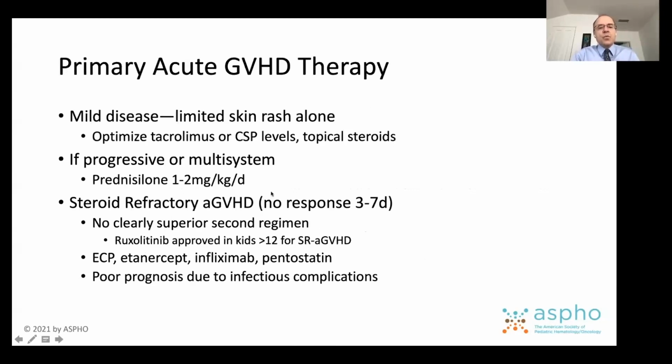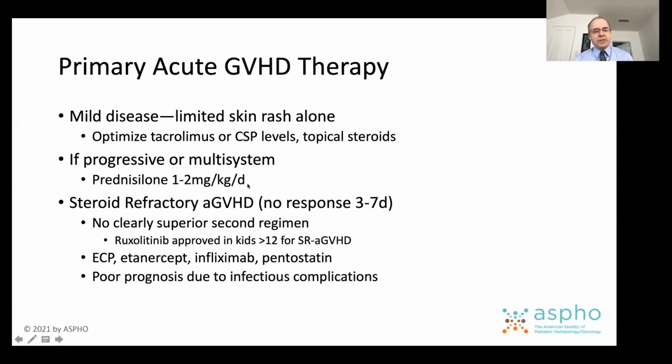Now, what if your patient gets GVHD? Our goal, in a way, is to balance, and I wish every patient could get a tiny bit of graft versus host disease, maybe grade 1 to 2, and not beyond that. But we can't always predict that. We instead give an approach that doesn't completely eliminate GVHD risk, but it decreases it. If you have mild disease that's limited to skin rash alone, usually we just optimize your calcineurin inhibitor levels and we give topical steroids.